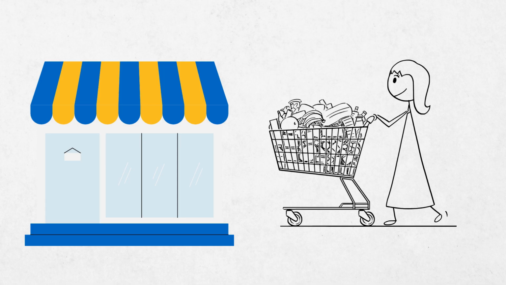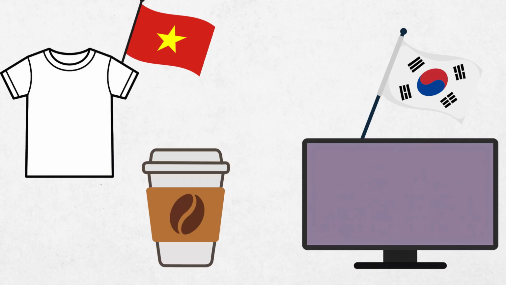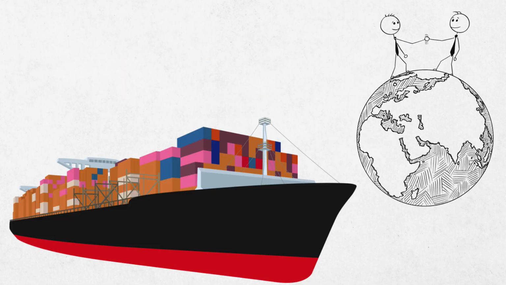If you walk into a Walmart in Ohio and look around, you're basically looking at global trade in action. The shirt might be made in Vietnam, the TV in South Korea, the coffee beans in Colombia. Modern trade runs on massive cargo ships and container ports, moving goods around the world.